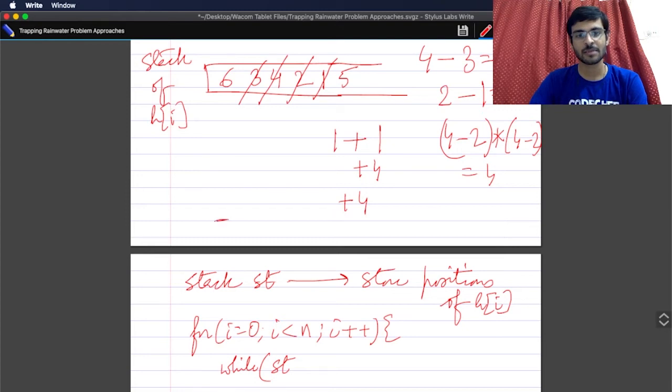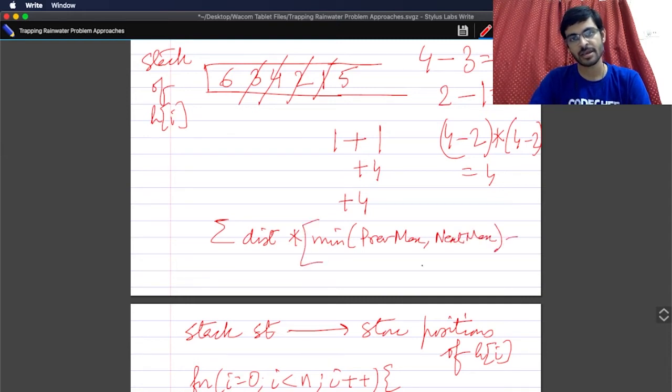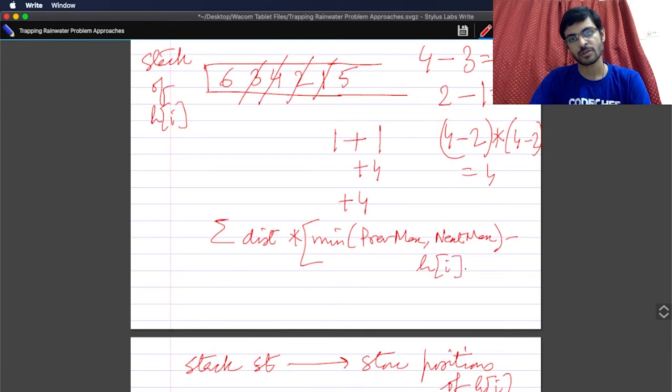It will be the summation of these things: the distance that we get, multiplied by, distance is not a constant, it will change, multiplied again by that thing, min of prev max and next max, minus hi. Okay, so when we do this over all i, we'll get the answer.